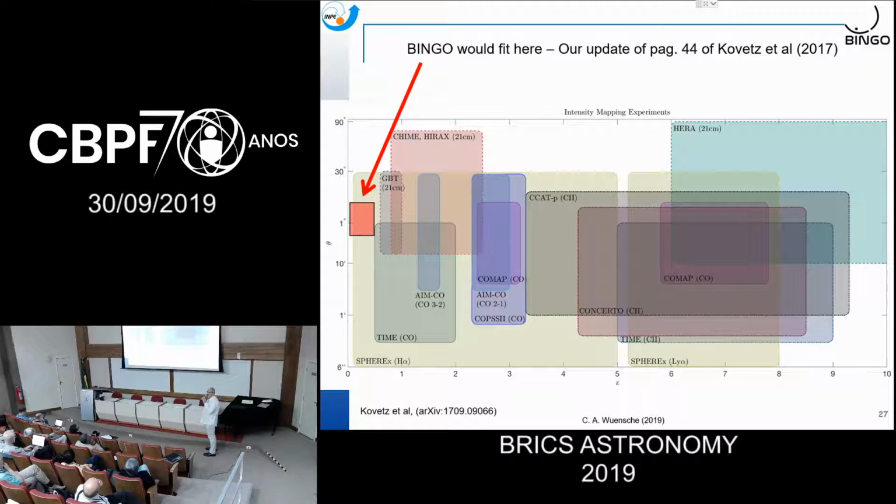So we have no competitors in the band, except for SPHEREx and H alpha. Nobody else is working there, which is good, but that is a lot of responsibility because we are alone, we have to do well. We cannot fail against ourselves, right? So we have to do well. But the other thing is that we can cross-correlate with pretty much everybody else. So we can compare with all other measurements in the market.